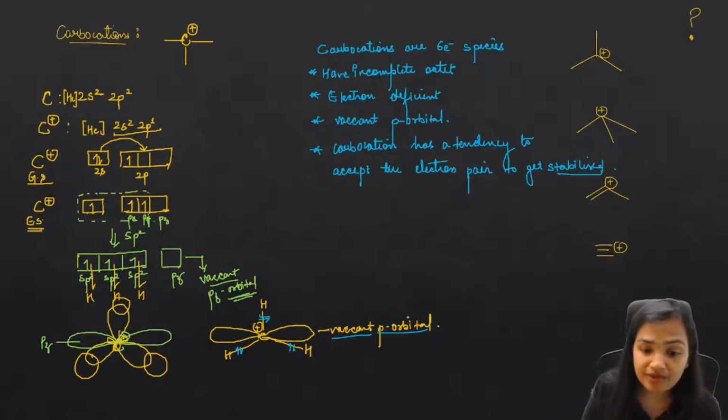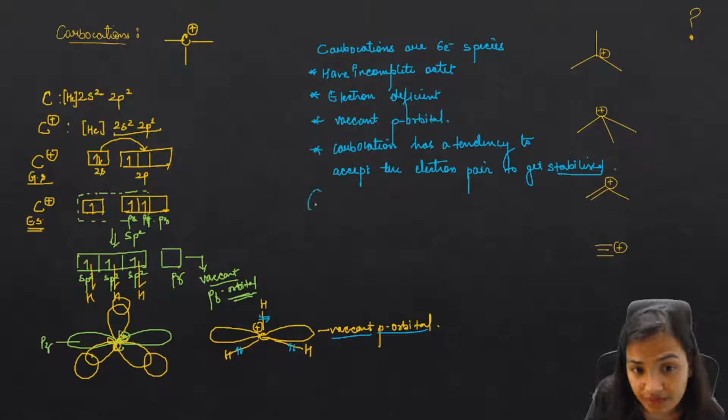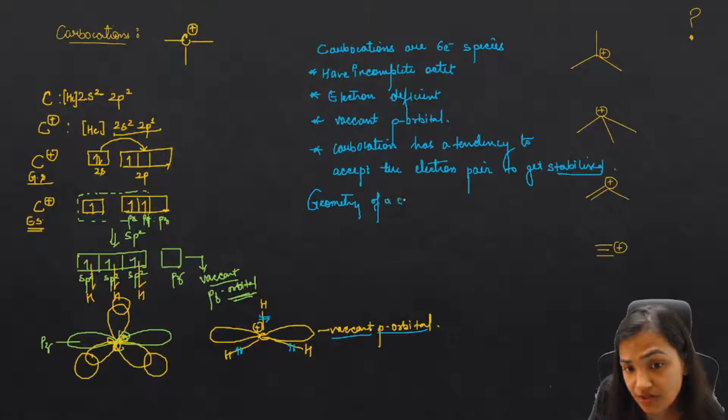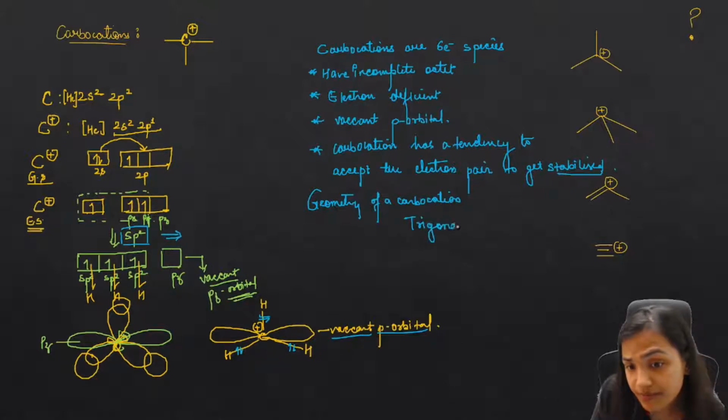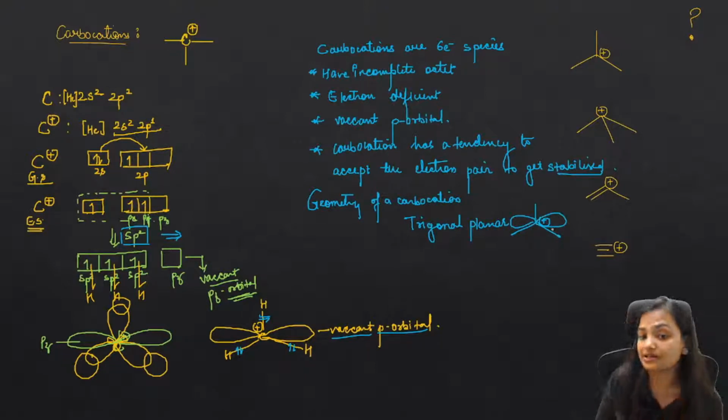When we talk about the geometry of a carbocation, it should be sp2 hybridized. For sp2 hybridization, the geometry has to be trigonal planar. That is, a carbocation must have a trigonal planar geometry with a vacant p orbital.